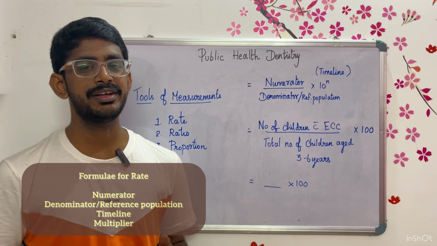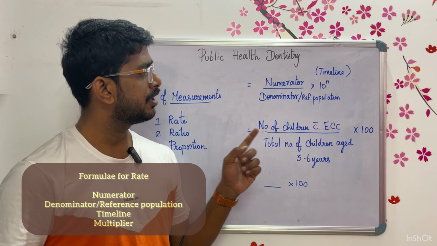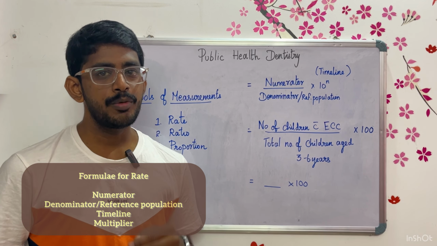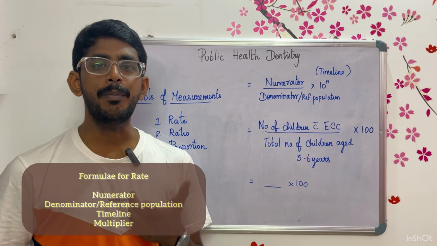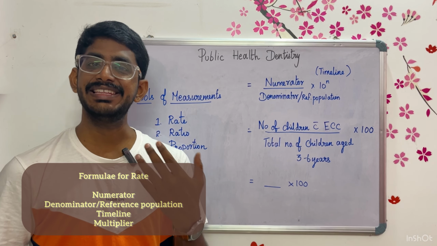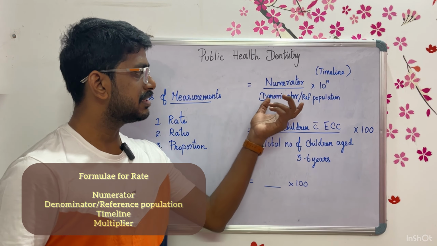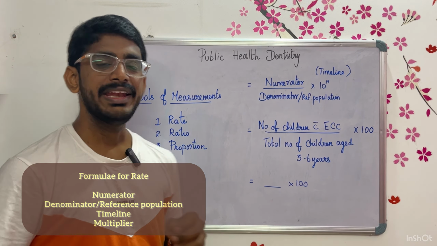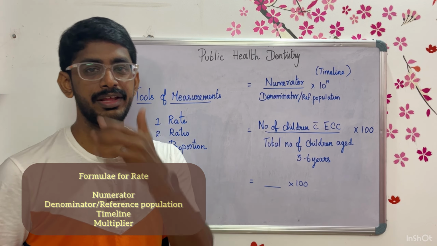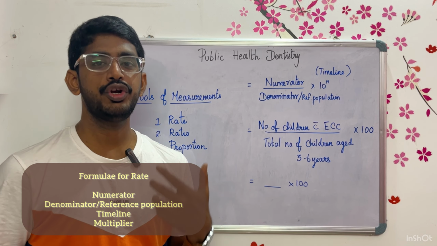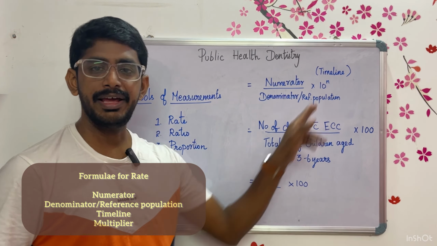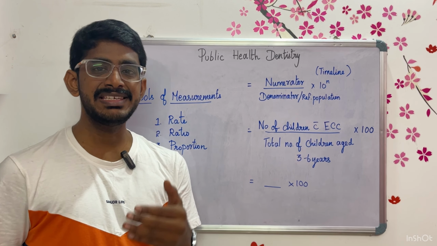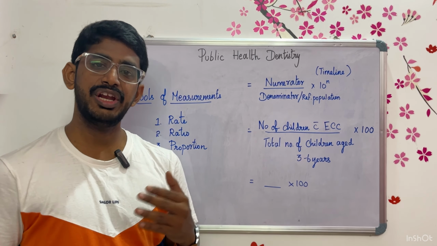The first is the numerator. The numerator is the population who are getting affected by the disease. The denominator or reference population is the population at risk of experiencing the event. It is the denominator from which the cases occur, try to occur. Next is a specific timeline, a timeline for the event to occur, and finally a multiplier. So let us see an example of incidence of ECC among children aged 3 to 6 years.